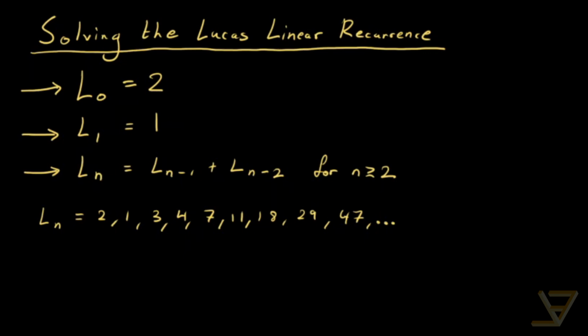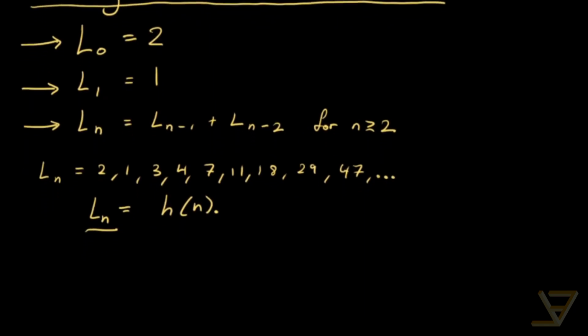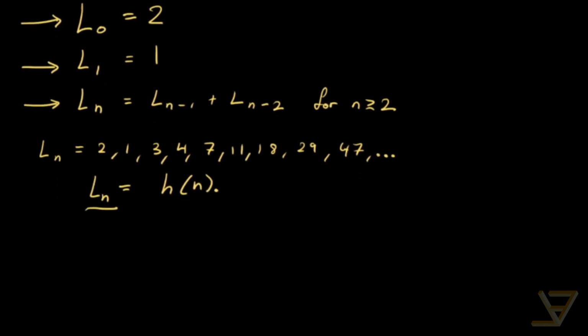and so on. Now it's natural to ask whether Ln can be written as a closed form function, so let's say h of n. So h is a function and we apply it to the number n and we get Ln. So we're going to work on finding a formula like that using the theory of linear recurrences. The first thing is that we need to find the characteristic polynomial.